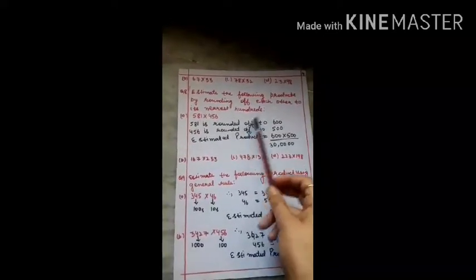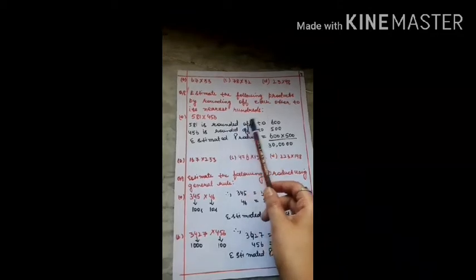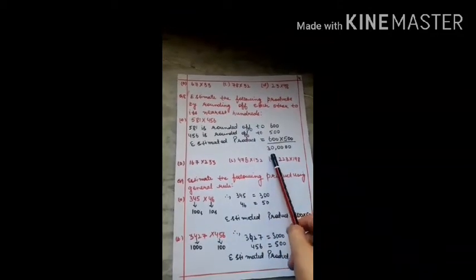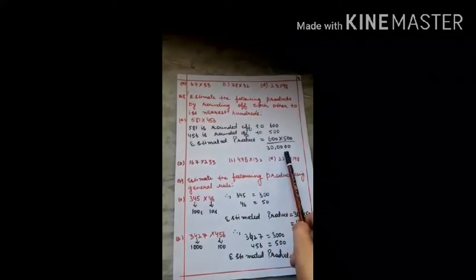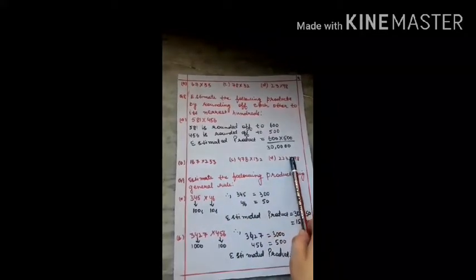Class, next is your estimate the following product rounding off to the nearest 100. Same procedure you have to follow. Okay, it becomes 3 lakh. B, C and D part will be done by you.